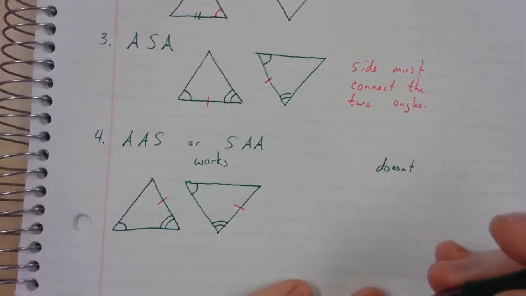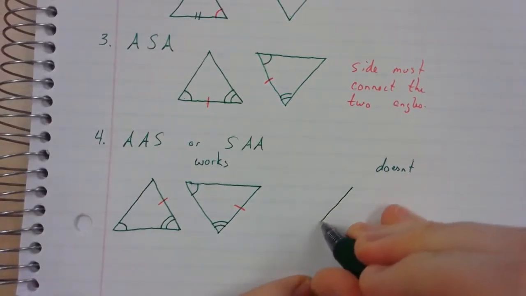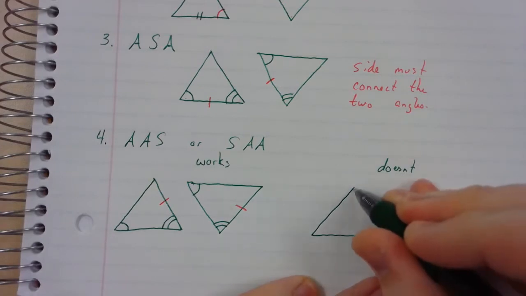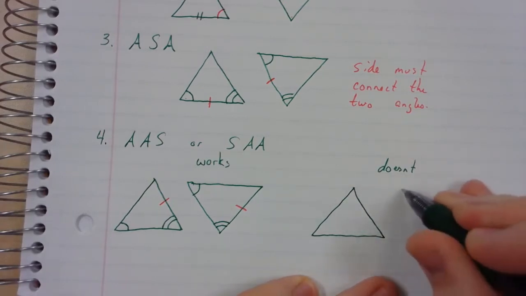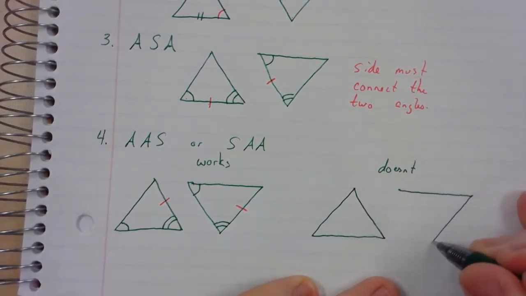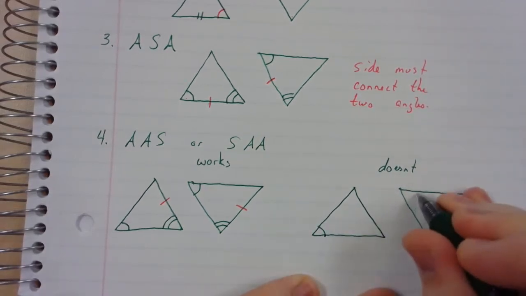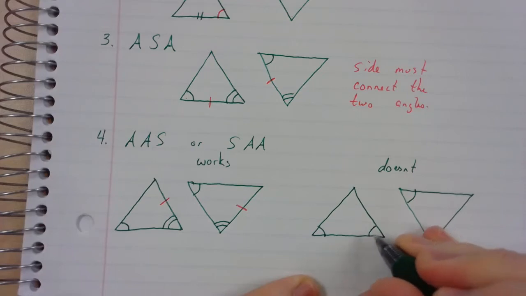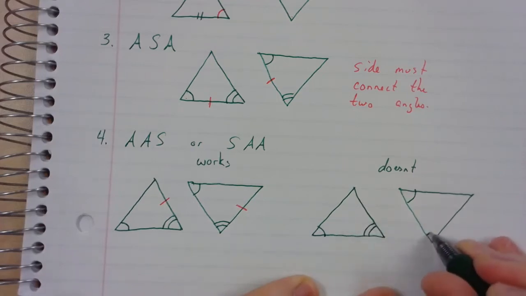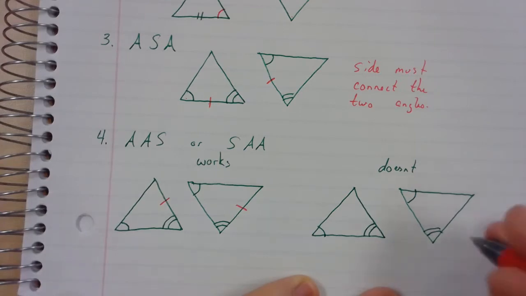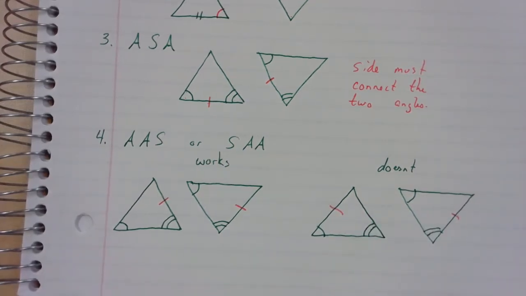In contrast, if I go ahead and have this angle congruent to this angle, and this angle congruent to that angle, but I end up with this side congruent to this side, this does not work. Now this one's confusing for students.